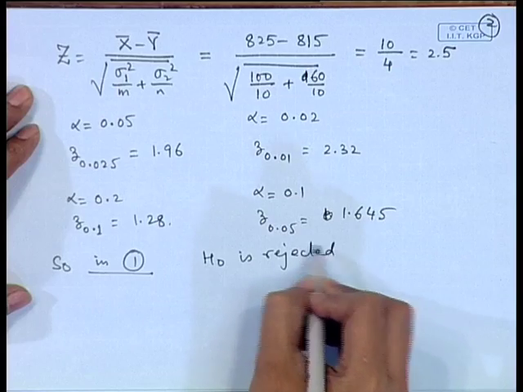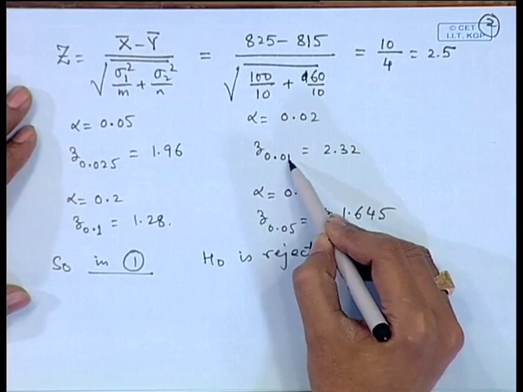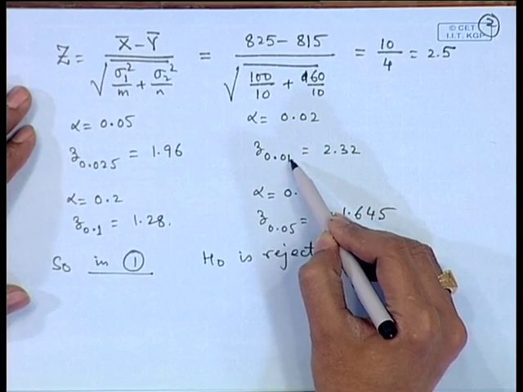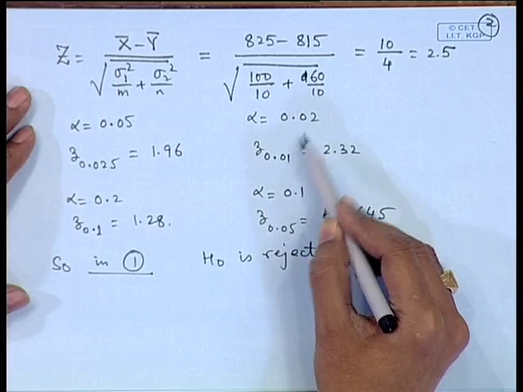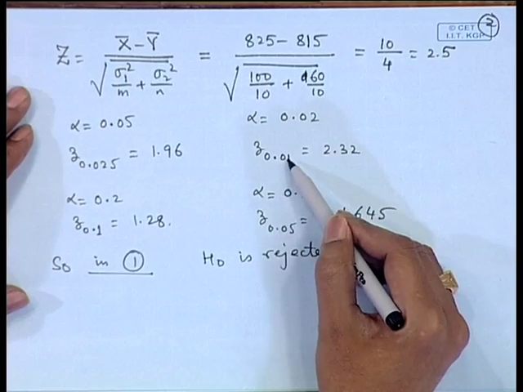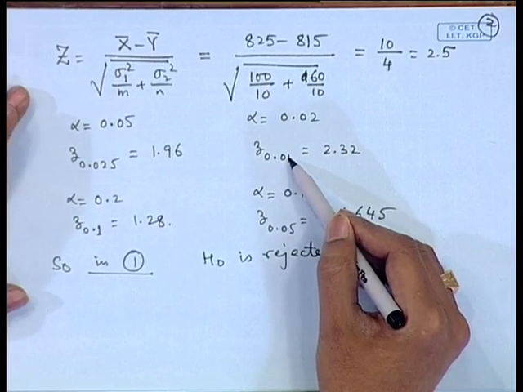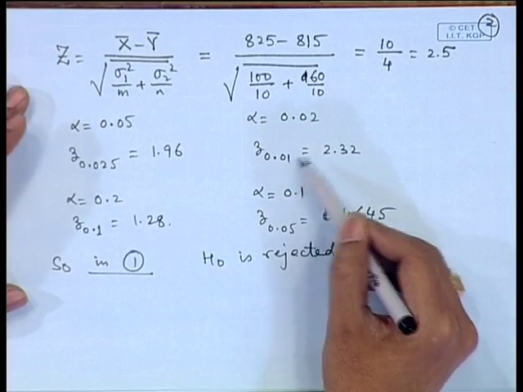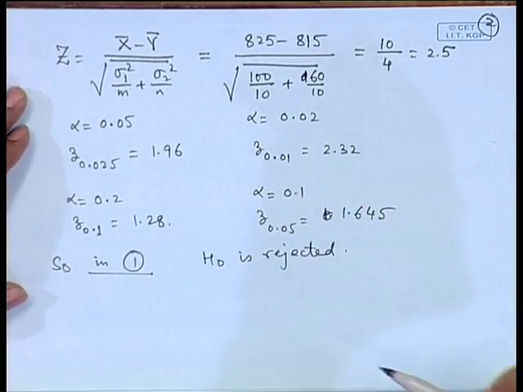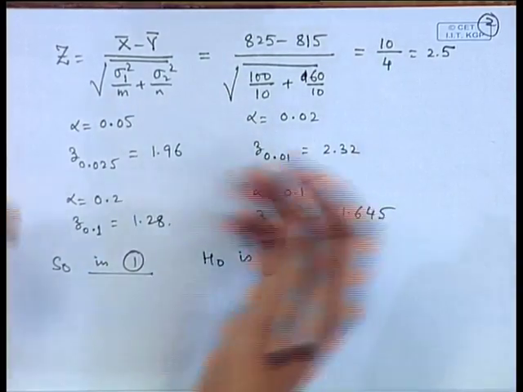Of course, if we take a much smaller alpha, say 0.01 or 0.001 etcetera, then this will not be rejected, but it is not very reasonable to take such a low probability of the type 1 error, because that may reduce the power also.